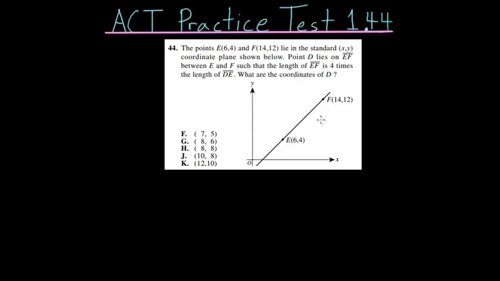So basically what this question is saying is that we have this line EF, so E to F, and that there's some line ED such that it's only a fourth of the length of this line. And starting at point E, we can guess that point D is probably somewhere around there.